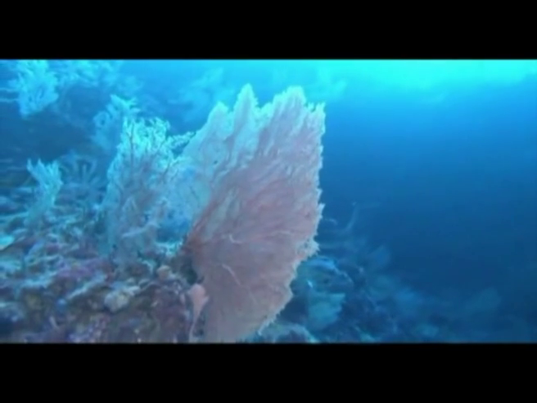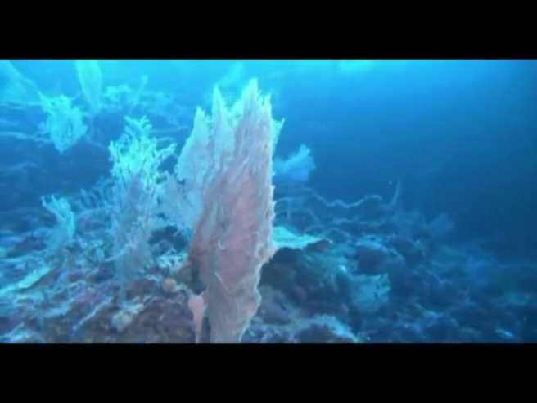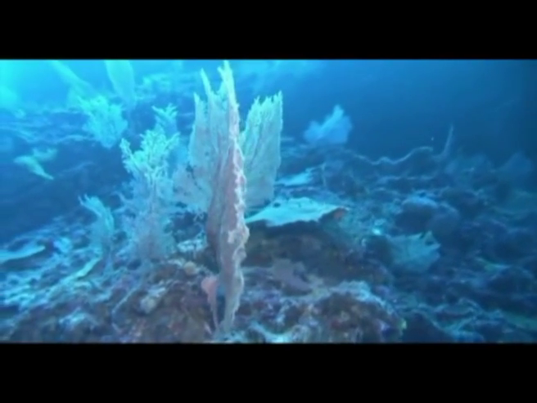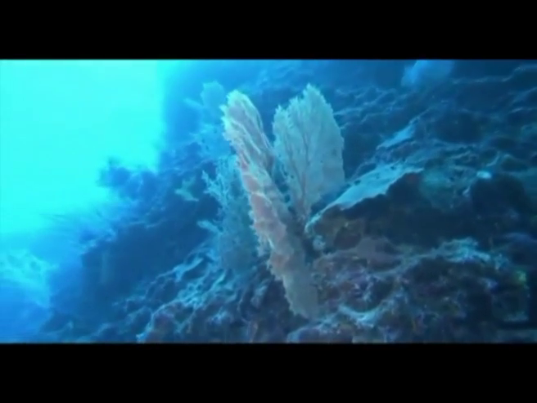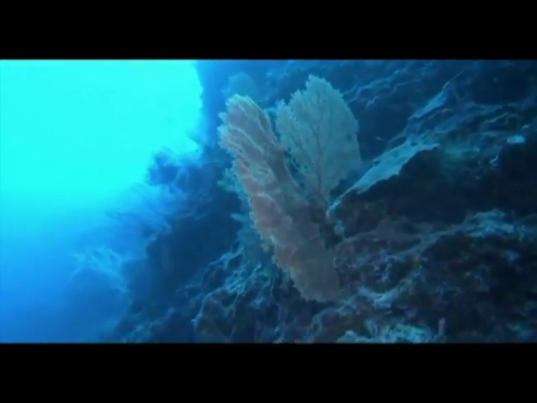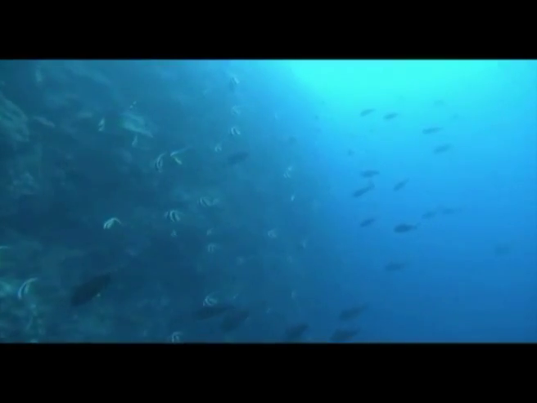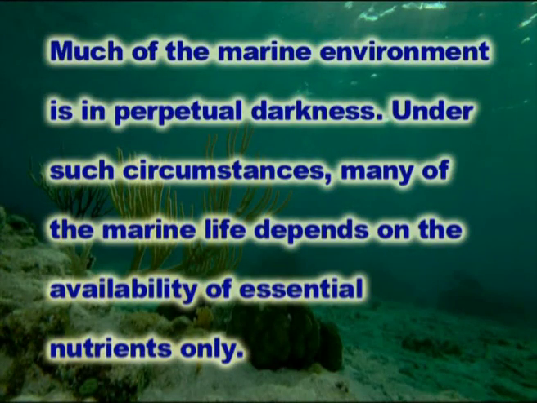Plant growth in the sea is limited by sunlight. It is a fact that 50% of the total solar radiation which penetrates the sea surface disappears rapidly within a few meters of depth. Much of the marine environment is in perpetual darkness. Under such circumstances, much of the marine life depends on the availability of essential nutrients only.